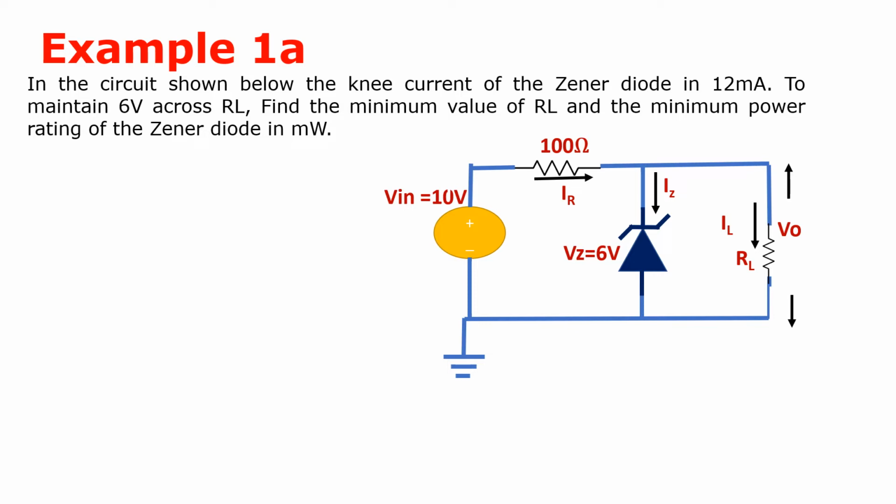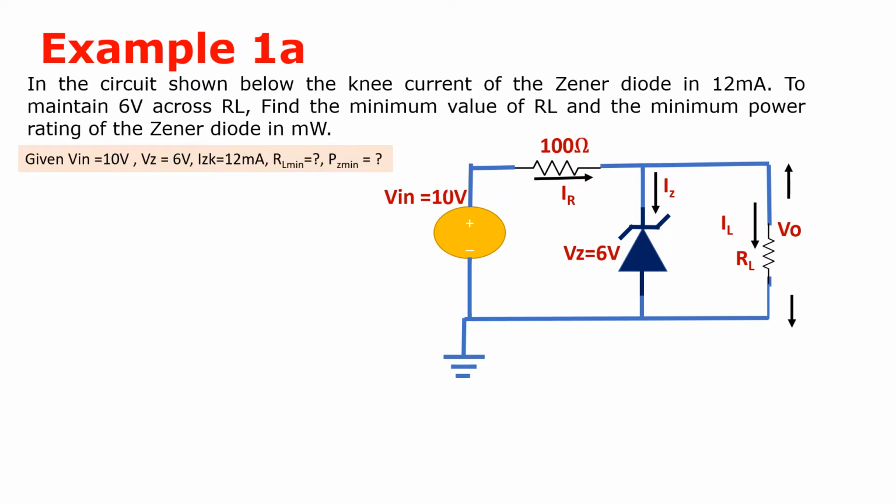So to analyze the circuit, we will take an example. In this circuit, values are given. The voltage source is 10 volt, the series resistance value is 100 ohm, the Zener voltage is 6, and the load resistor we have to find out. So in this circuitry, we know the components' values and we need to find out the load resistor. So we will analyze what will be the load resistance range.